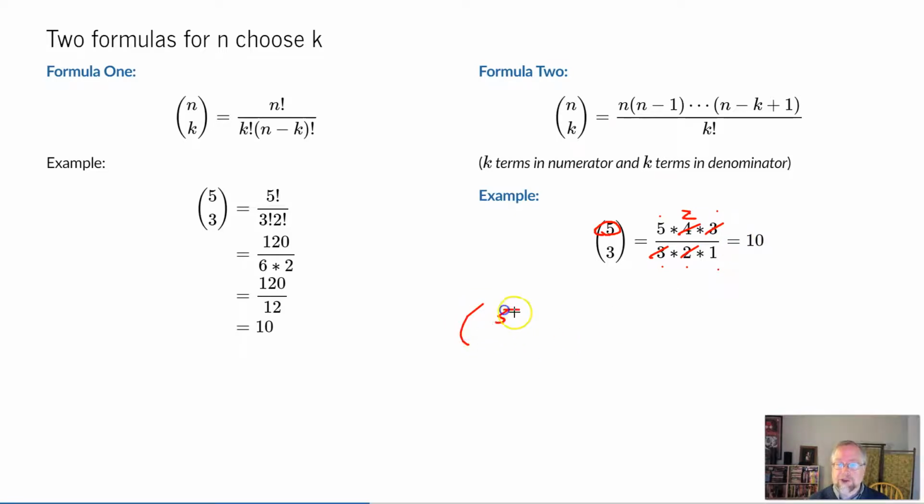So 5 choose 2, I start at 5. I just have 2 terms in the numerator, and then my 2 factorial gives me 2 terms in the denominator. 20 divided by 2 is 10 again. Like I said, 5 choose 2 does equal 5 choose 3.